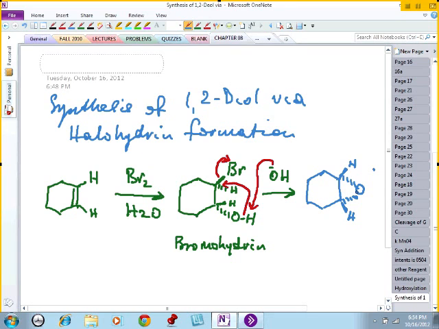Now, once we form the epoxide, to form the 1,2 diol, what do we need? Exactly, just add hydronium ion. So now you could just do this, and that gives us the product. Okay, so we could write this as a sequence of reactions.